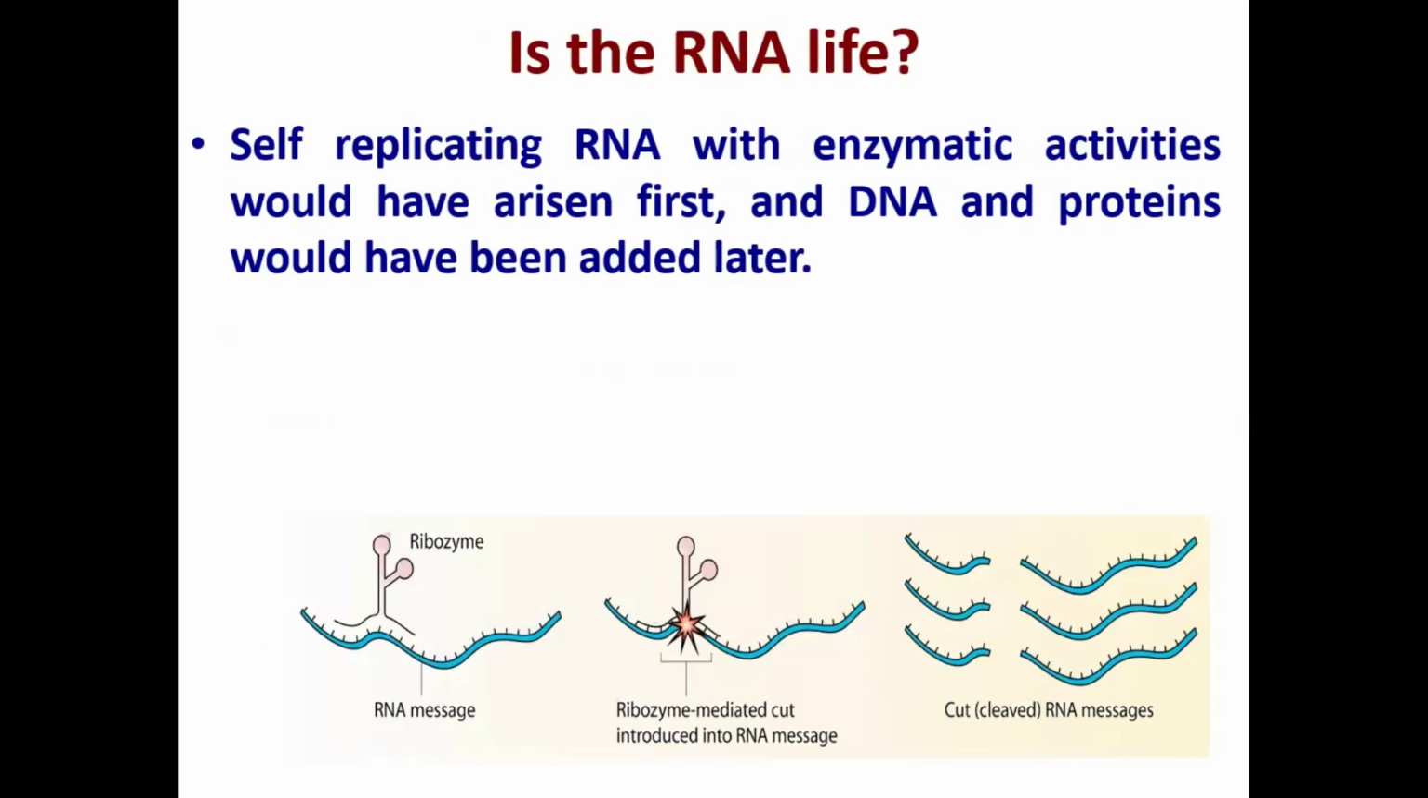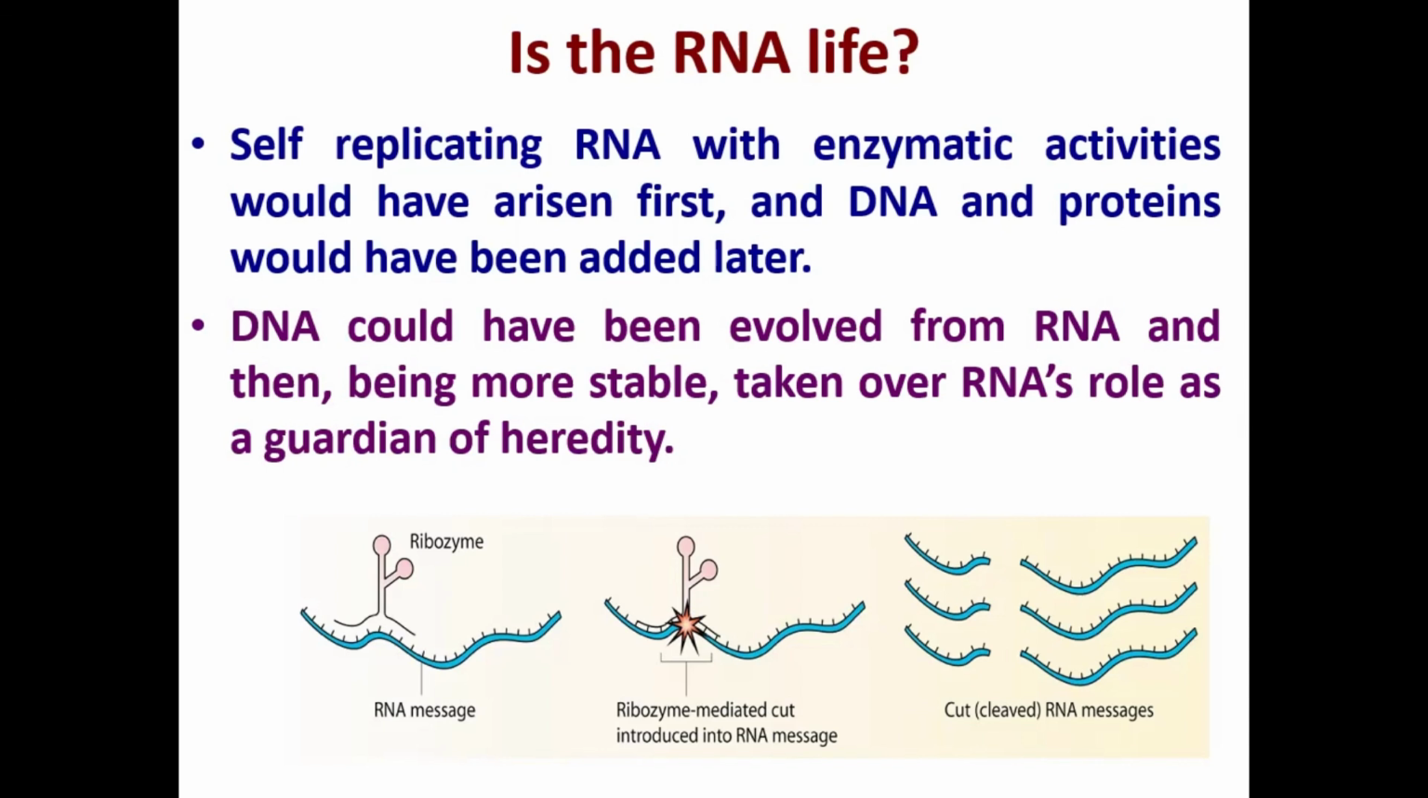The last question from the molecular aspects of life: is RNA life? People believe RNA is life because RNA also has another property called enzymatic activity. Scientists believe there was an RNA that is self-replicating and also has enzymatic activities. That's why RNA might have arisen first, and then DNA and proteins would have been added later. DNA could have evolved from RNA, and being more stable because it is double stranded, it took over RNA's role as the guardian of heredity. This was the belief, and many experiments say this, but still we don't know whether RNA is the fundamental origin of life.